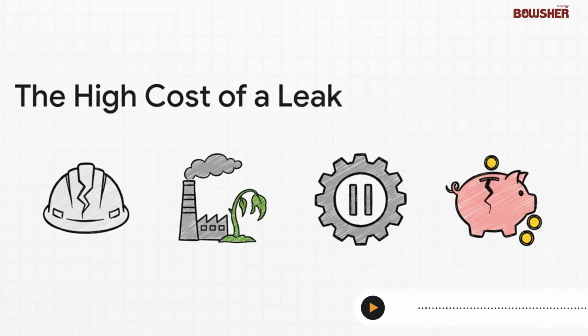A small problem can spiral out of control fast. A minor leak can put workers on site at risk. It can release all sorts of nasty stuff into the environment. It forces entire systems to shut down for repairs, which, as you can guess, leads directly to huge financial losses. Every single one of these is a massive headache.